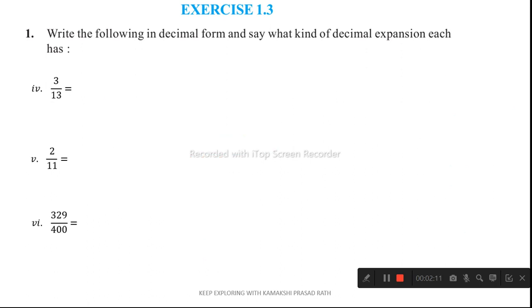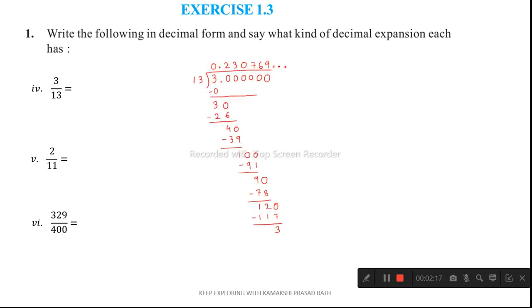Moving on, the next question, 3 by 13. So again we need to divide it, 3 by 13. Now you see here the remainder 3 again repeats itself after the first place. We are getting back 3 again, so we need to continue with the same set of digits. So our answer becomes 0.230769 with a bar, so the digits 230769 repeat again and again. So this will be called a non-terminating repeating decimal expansion.